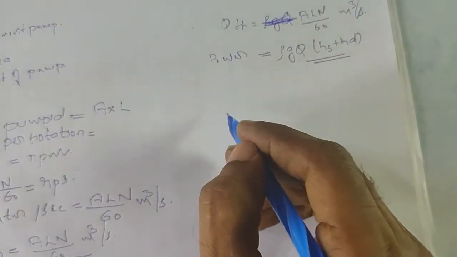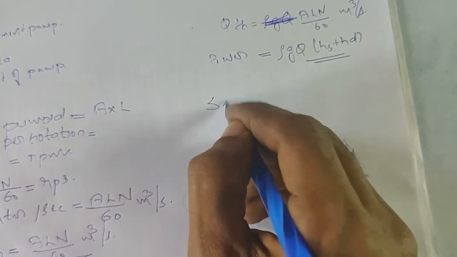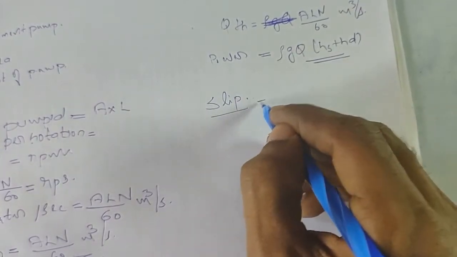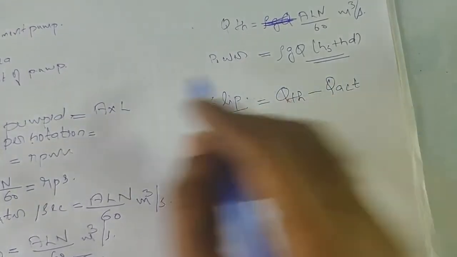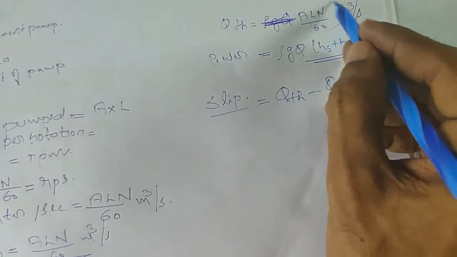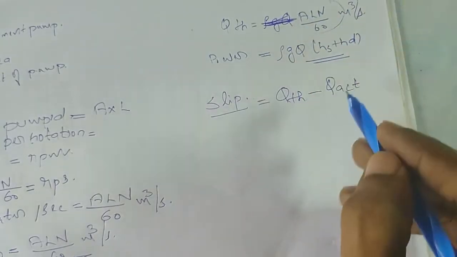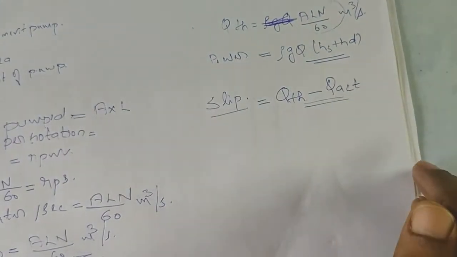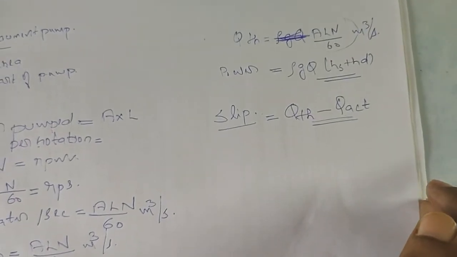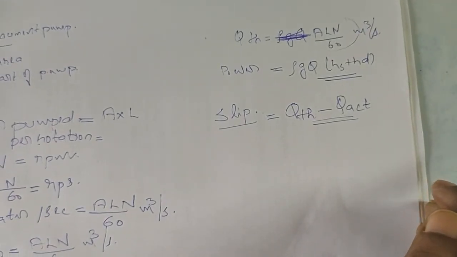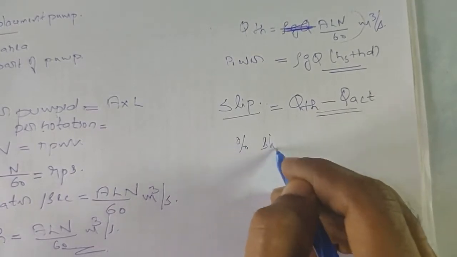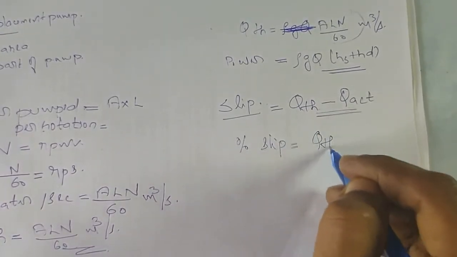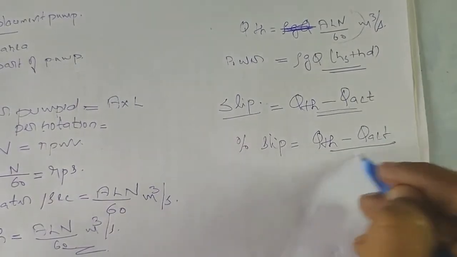Another important point is known as slip. Slip is equal to Q theoretical minus Q actual. This is the Q theoretical which we have discussed, ALN by 60 meter cube per second. But the actual discharge will be less than the theoretical discharge because of other constraints. So slip is actually the difference between Q_TH minus Q actual. Another thing is percentage slip. Percentage slip will be (Q_TH minus Q actual) by Q_TH.